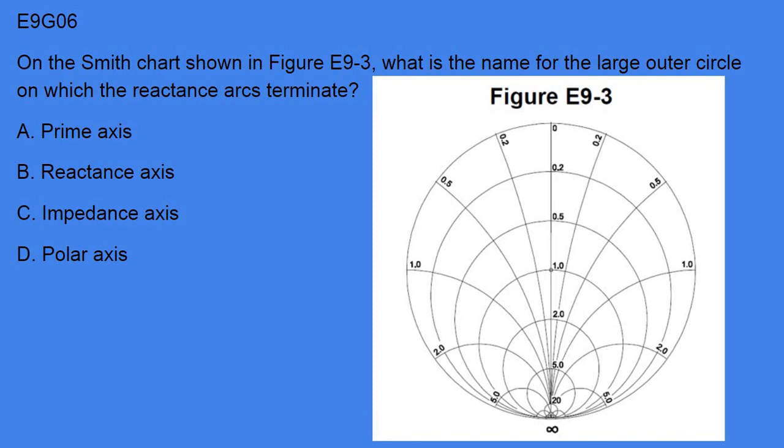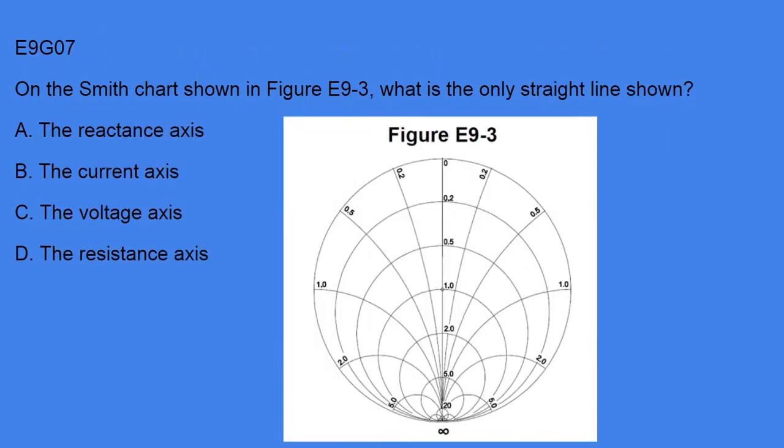E9G06, on the Smith chart shown in figure E9-3, what is the name for the large outer circle on which the reactance arcs terminate? That's the reactance axis. E9G07, on the Smith chart shown in figure E9-3, what is the only straight line shown? That's the resistance axis.